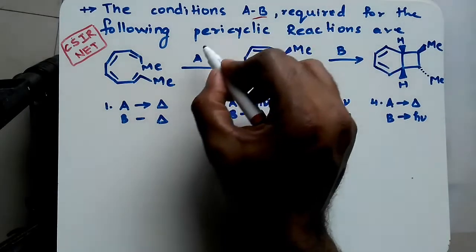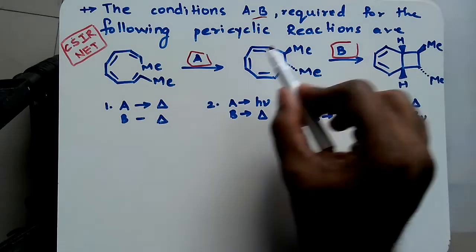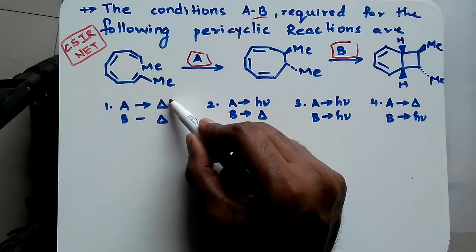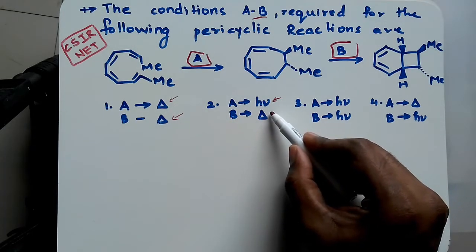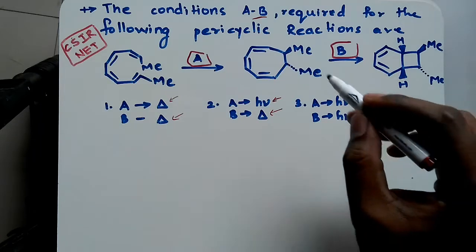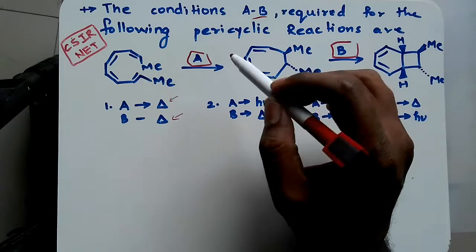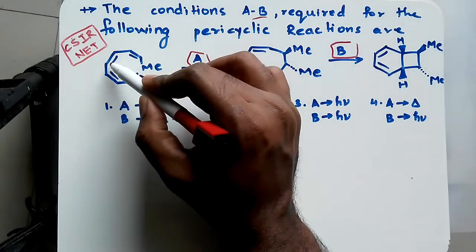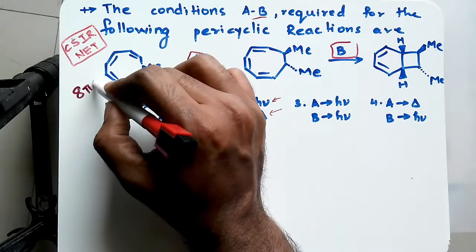The conditions A and B required for the following pericyclic reactions are given. Several reaction conditions are given, such as both thermal, A photochemical and B thermal, etc., and we have to check which are the suitable conditions A and B. How many electron system is here, that we will check. Here it is 2 electrons, 3, 4, 5, 6, 7, 8. So here we have 8 pi electrons.